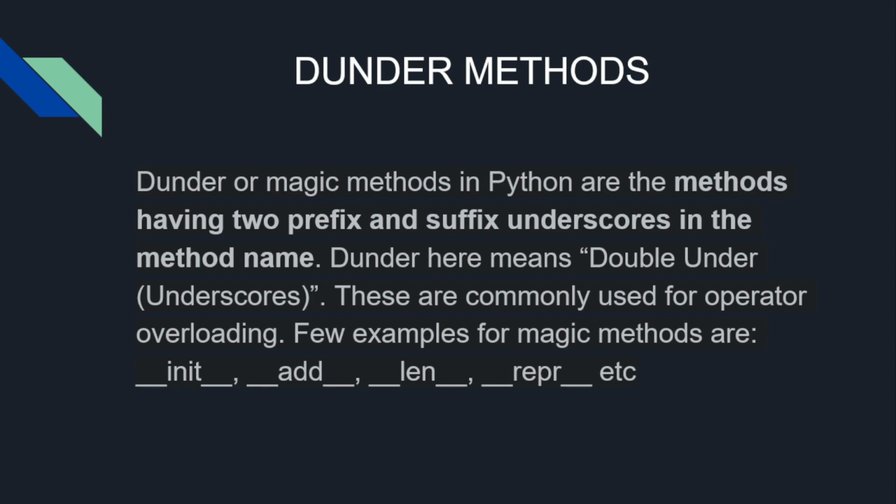Then some examples are there, like init, add, len, repr. I don't know, maybe len is length and add is addition or anything like that, and init means initialize. So this is how the examples of magic methods are. These are the things you should learn in Python, like magic methods and dunder methods. It's very much important. And the main function is also there in dunder methods. It's very much important in your career, and it will be used.